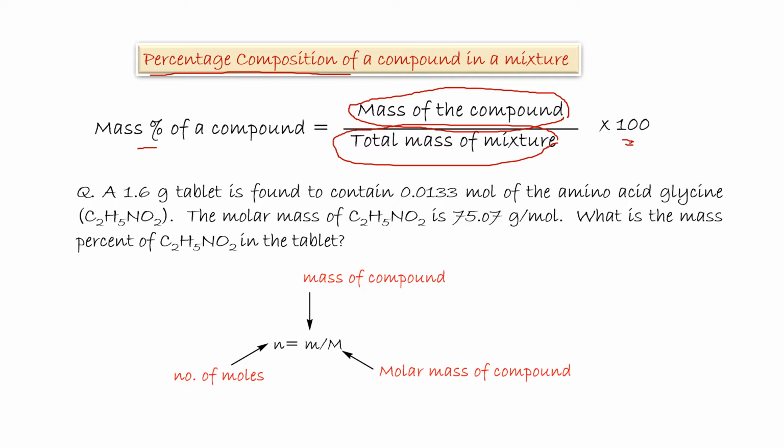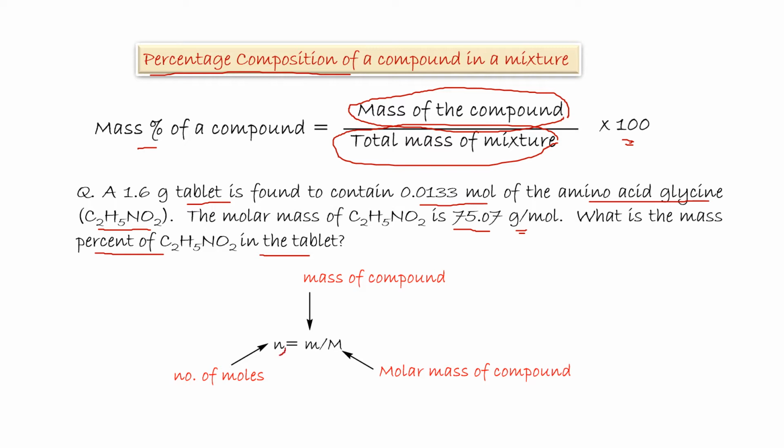A 1.6 gram tablet is found to contain 0.0133 mole of the amino acid glycine with molecular formula C2H5NO2. The molar mass of glycine is 75.07 gram per mole. What is the mass percent of glycine in the tablet?